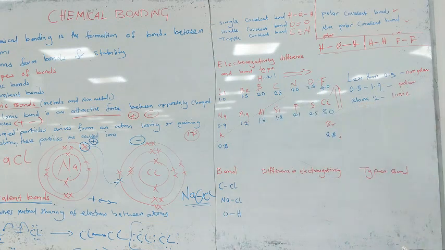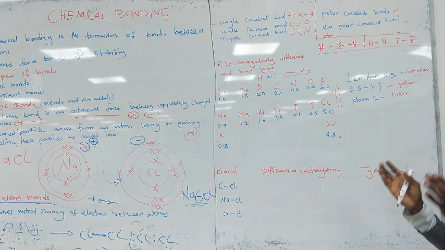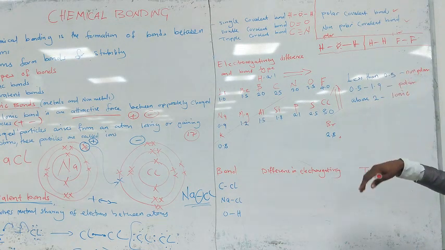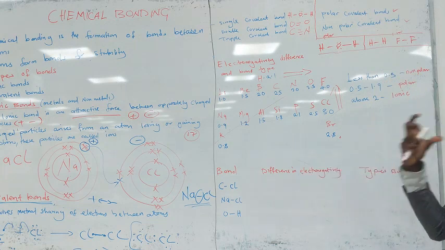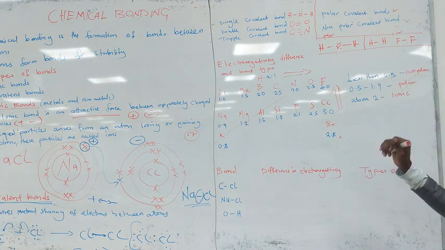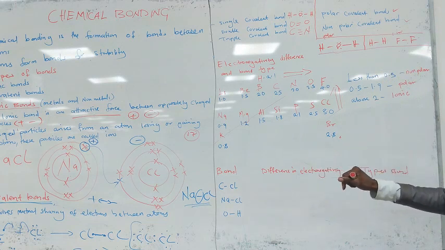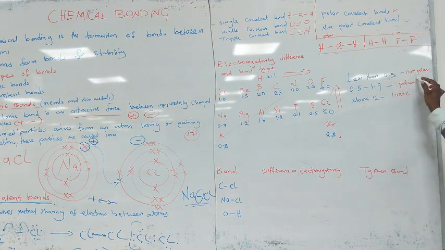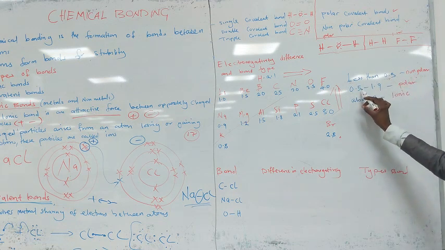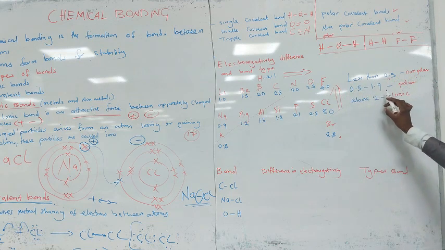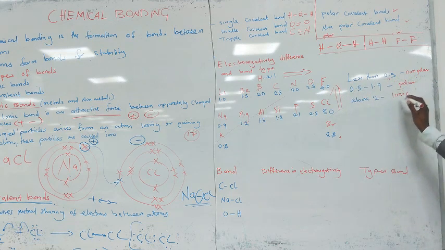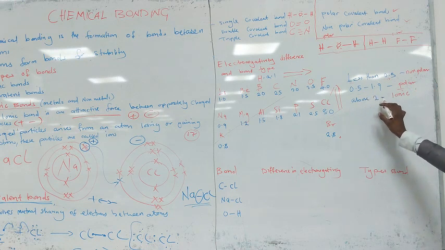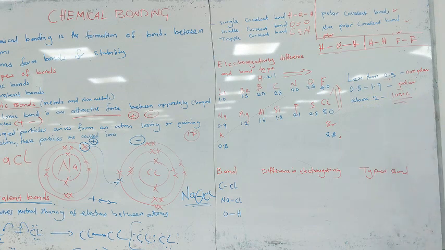So when you talk of non-polar and polar and also ionic bonds, we have got values that they possess when they are under these types of bonds. When the bond is less than 0.5, it is non-polar. When the bond is between 0.5 to 1.9, it is a polar covalent bond. If the bond value is above 2, it is an ionic bond.